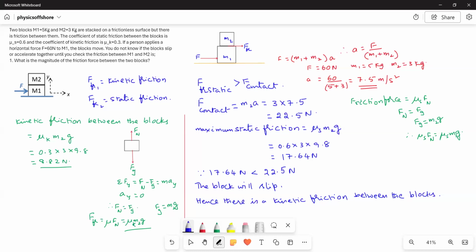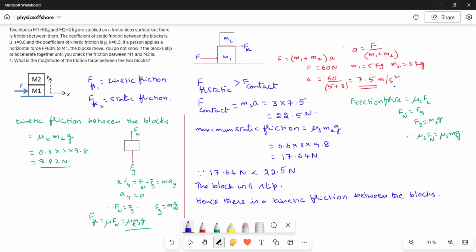To find the contact force, first let us find the acceleration of the blocks. As the person is applying the force on the lower block, and the lower block is lying on a frictionless surface, and both blocks are moving together, the acceleration is the same for both blocks. Therefore, the net force is equal to total mass times acceleration, so acceleration is equal to net force divided by the total mass. Here, the net force is 16 newtons, M1 is 5 kilograms and M2 is 3 kilograms. So acceleration is 7.5 meters per second squared.